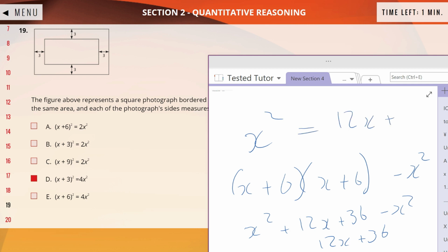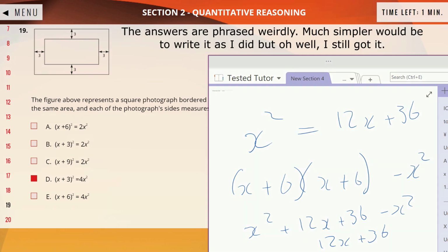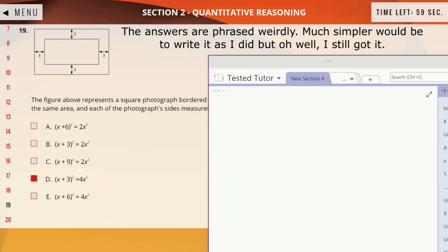I'm rushing this a little bit, so I'm running out of time. So that's the equation that's correct. And which one of these equals that? Well, I have to multiply each of those out. So that's what we're aiming for: x squared equals 12x plus 36. Can I factorize that? No, I just have to work out each of the answers.